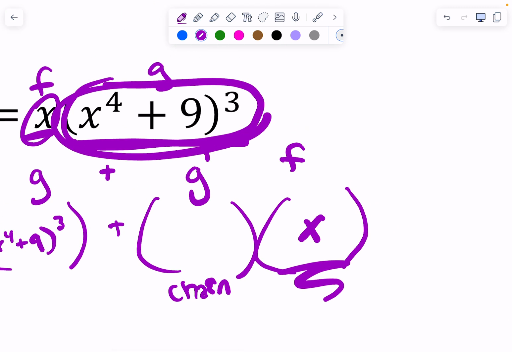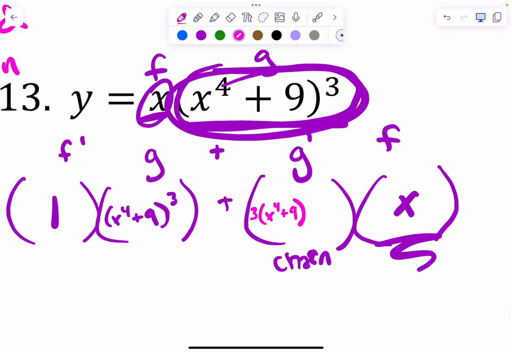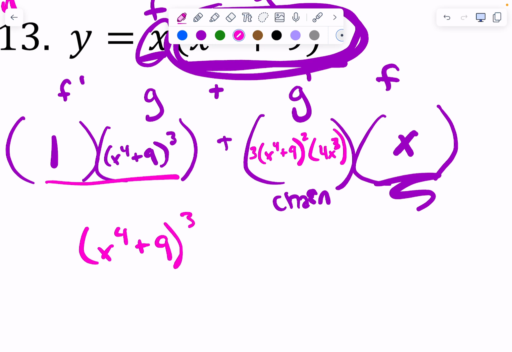I'm taking the derivative of this guy. Okay, what do we got? 3 down in front, X to the 4th plus 9 to the 2nd, times 4x to the 3rd. Now we simplify as much as we can. So this guy times 1 is just this guy, X to the 4th plus 9 cubed. Done.